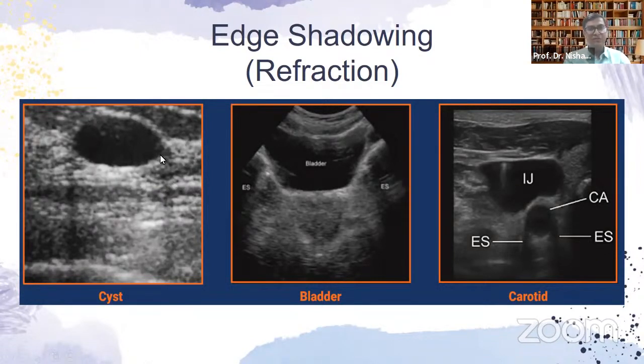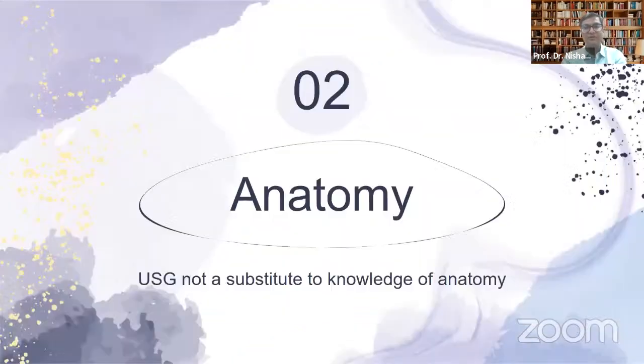Now, if you see here, this is a fluid-filled cavity, a cyst. Now you see this is the edge shadowing. This is because of the refraction of the waves. Because of the fluid-filled cavity, there is refraction of the sound waves, and it causes an edge shadowing, or a shadow, which shows that fluid is here also. But actually this is a shadow of a carotid artery. Here it is the shadow of the bladder, and here this is the shadow of the cyst, a fluid-filled structure. And this is because of refraction of the sound wave that is being transmitted.